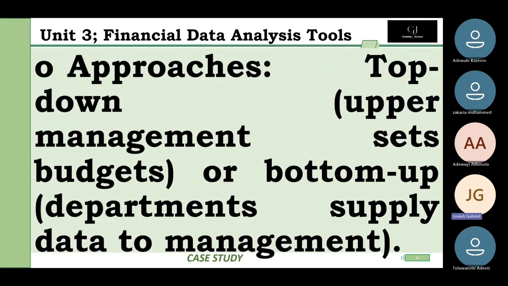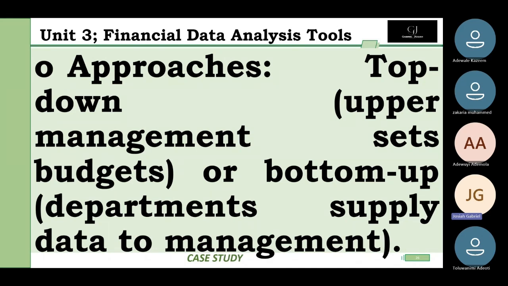So we have the approaches to budgeting: top down and bottom up. The top down approach is where upper management sets the budget and cascades it down to other departments without their input. Management makes the budget from the top, at strategic or board level, and sends it down for implementation to the middle and lower cadre managers.